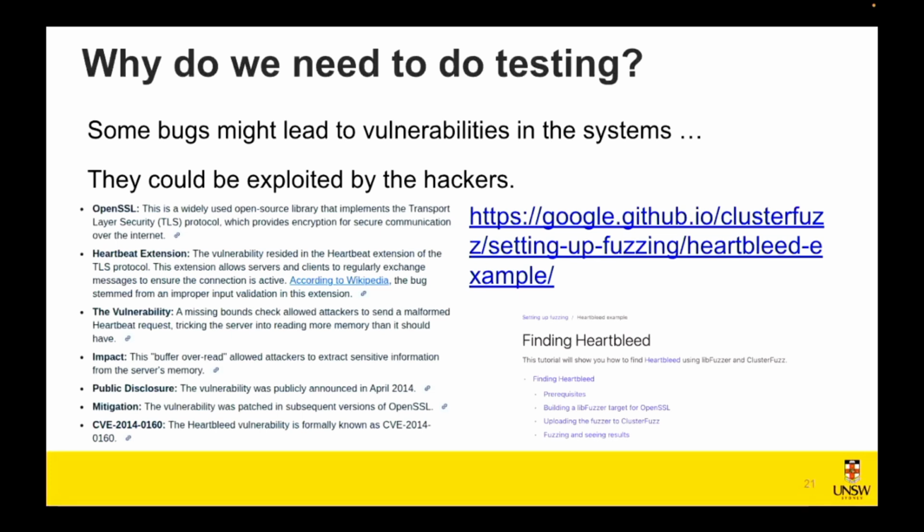So that's the vulnerability here. And if you wonder why it is called Heartbleed, it's because the attack was based on the heartbeat feature of the TLS protocol. So this is also a bug. This vulnerability actually comes from a bug in the library. So bugs could lead to vulnerabilities.